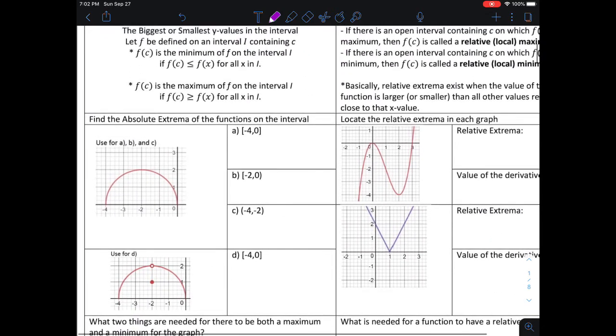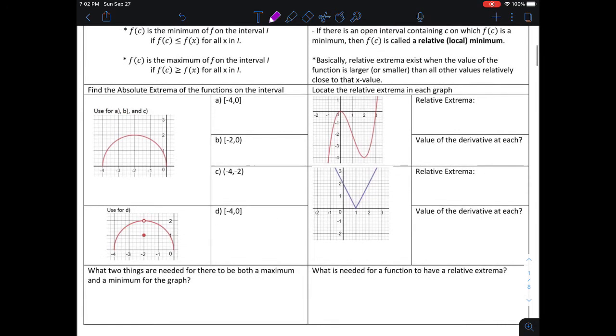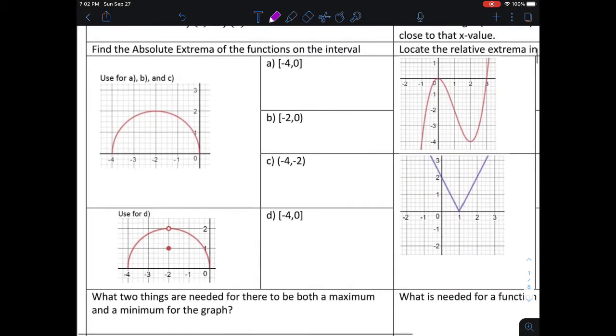So we're going to work here on the left-hand side with the absolute extrema. Remember, absolute extrema are the absolute biggest and smallest y values on the interval. We're looking at this graph. Find the absolute extrema of the functions on the given interval. For a, b, and c, we're going to use this graph right here. We're looking on the interval from -4 to 0. Now, this is a closed interval. From -4 to 0, this function is continuous. And so I want to go find the absolute minimum and the absolute maximum.